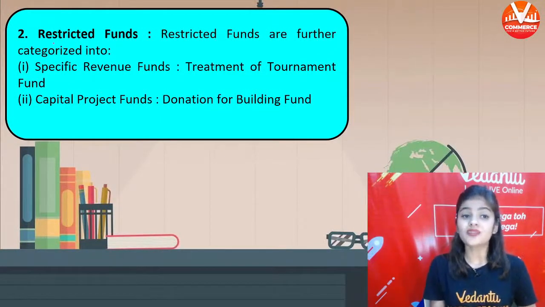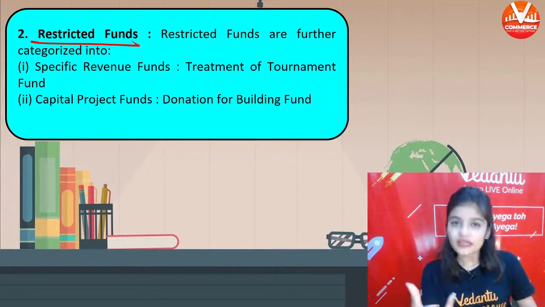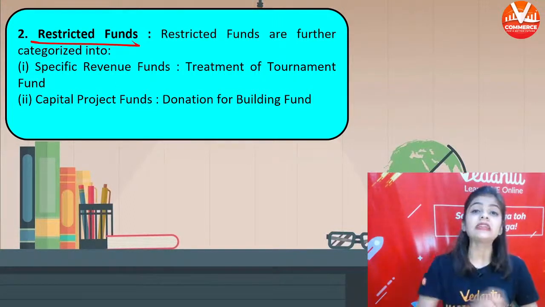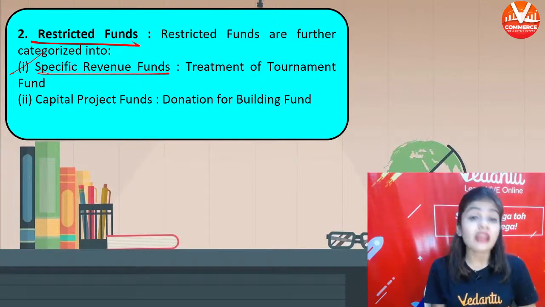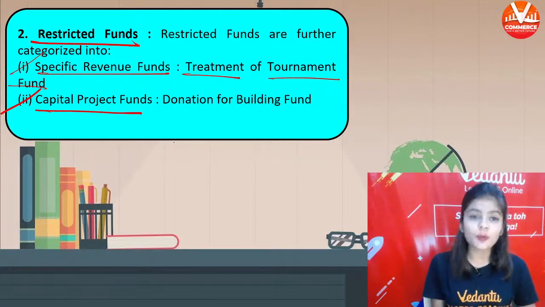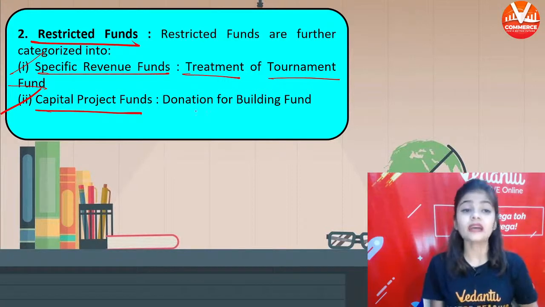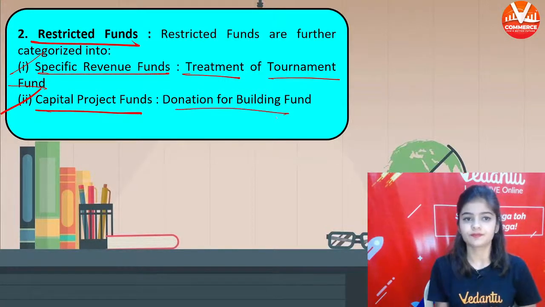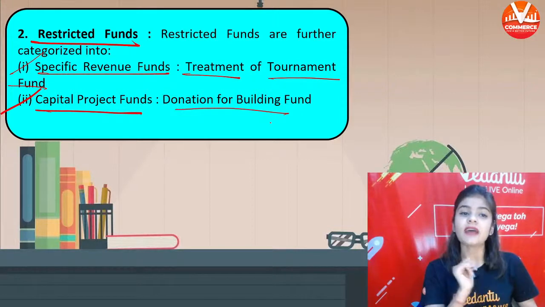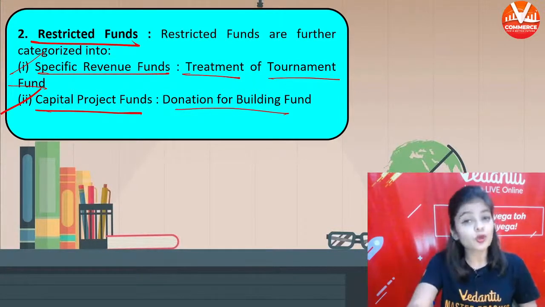So, restricted funds are further categorized into two types. जो restricted fund है, it is further divided into two types. First, specific revenue fund. For example, treatment or tournament fund. And second type is capital project fund, that is received for construction of building or any other capital project. So restricted fund are further divided into specific revenue fund or capital project fund.